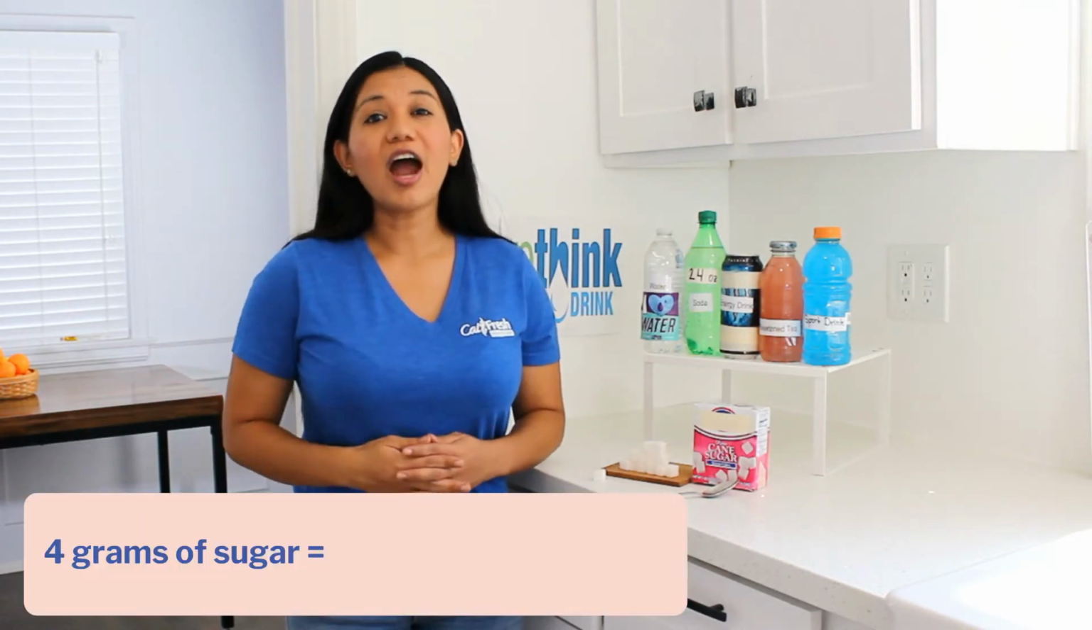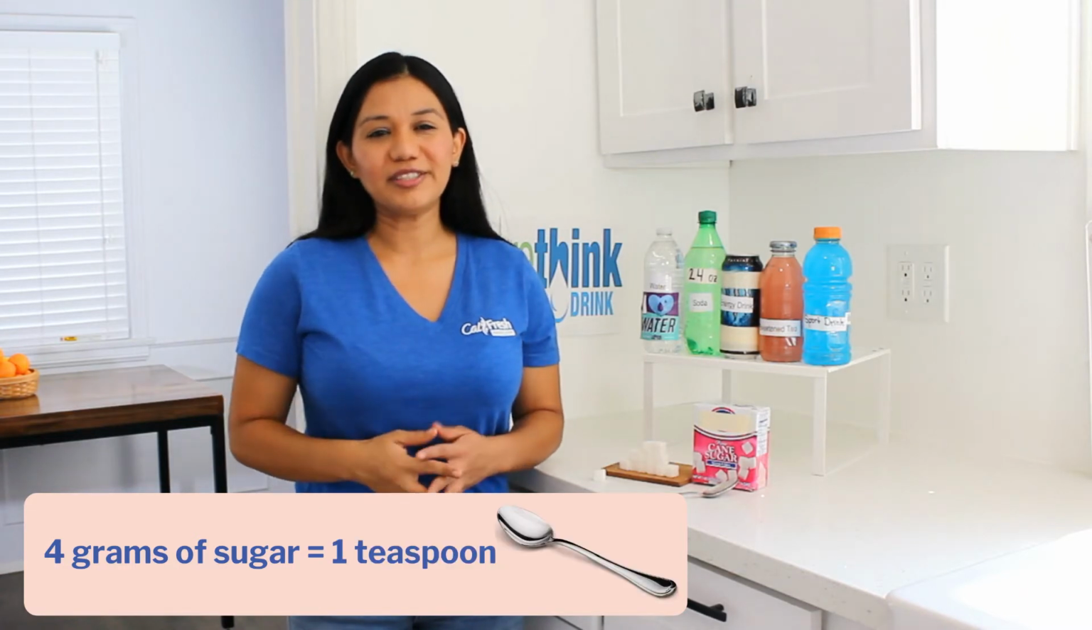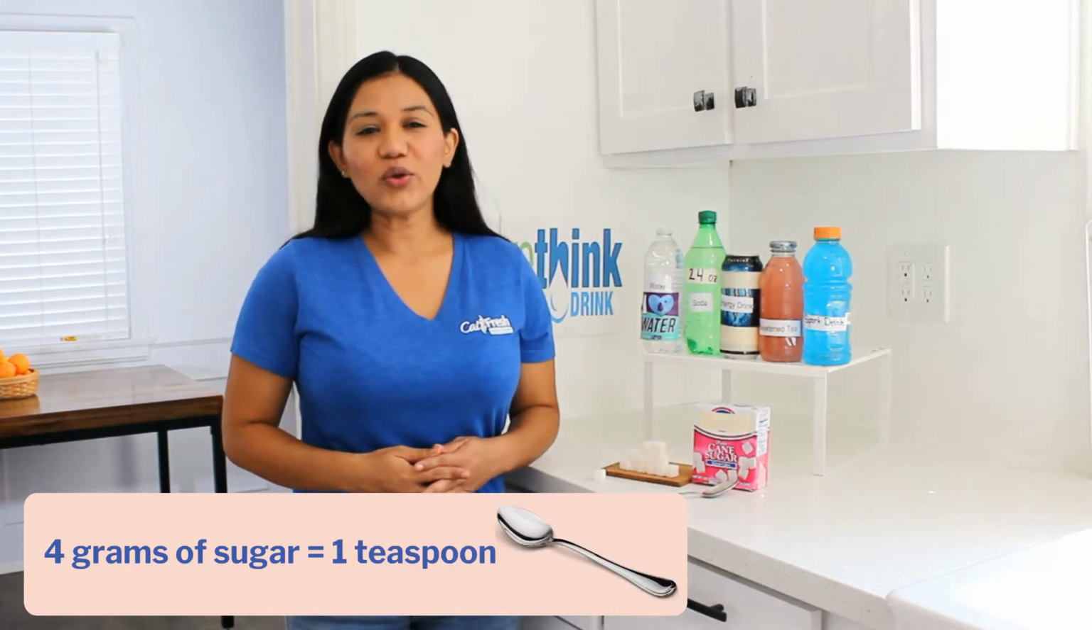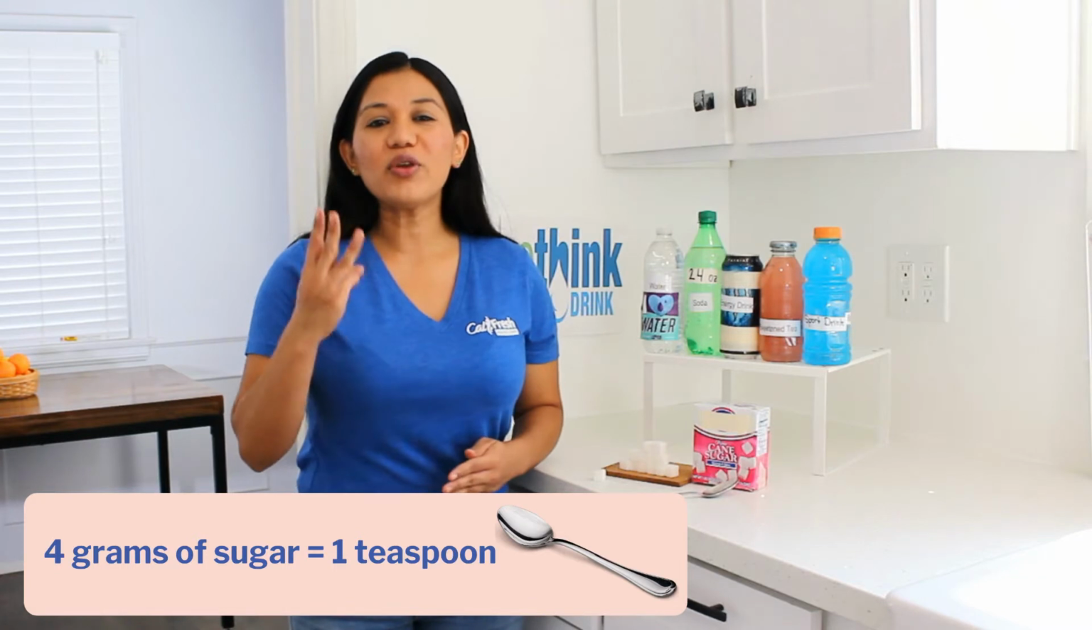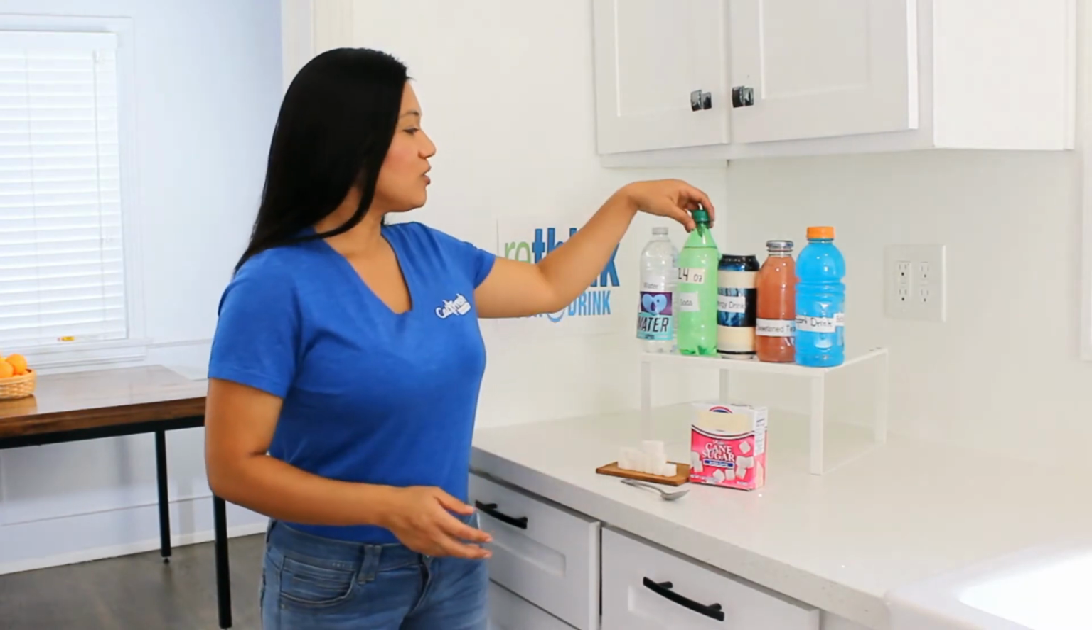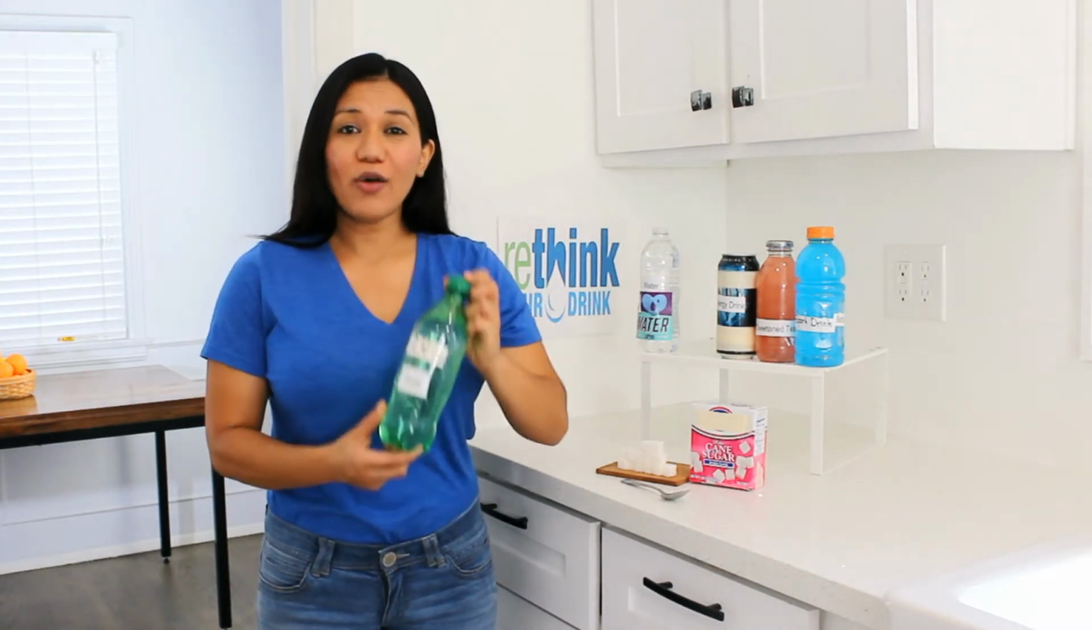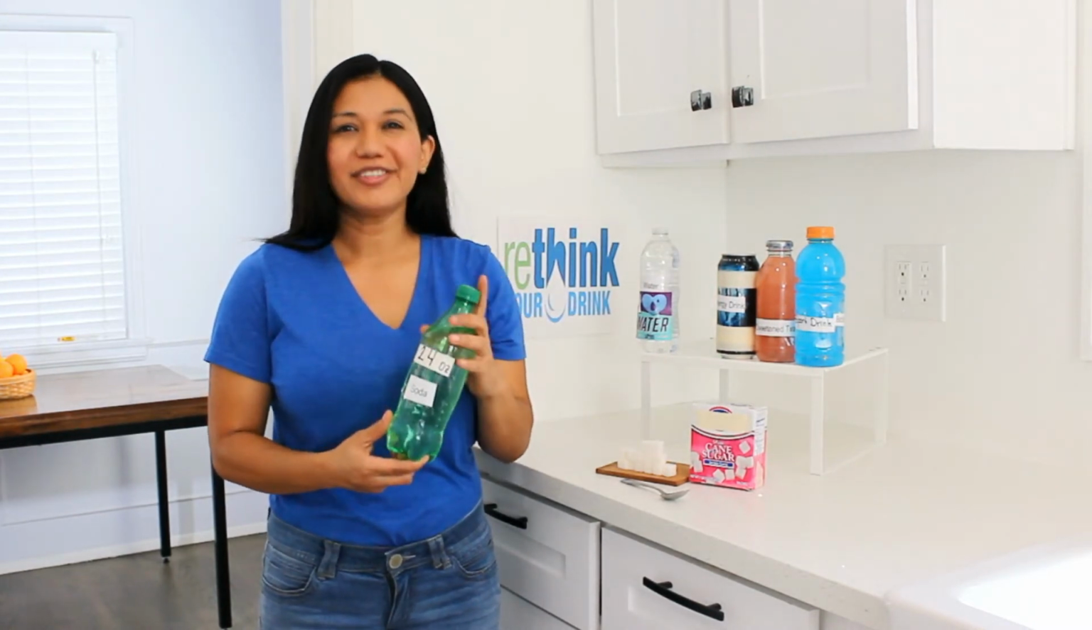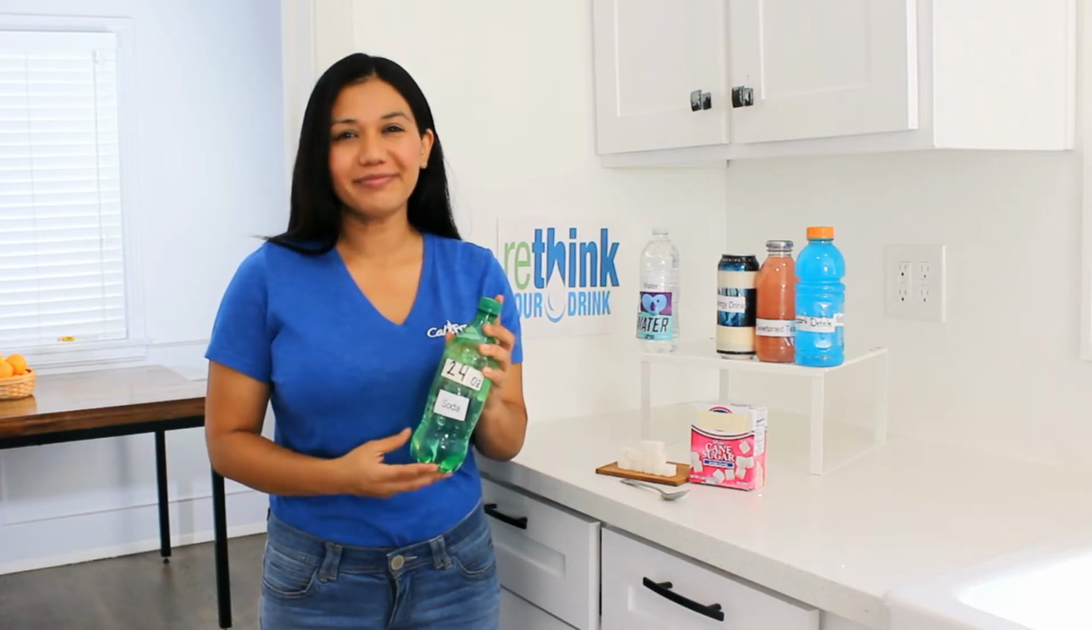The golden equation is that 4 grams of sugar are equal to 1 teaspoon. Once you know this equation, you just need to follow the 3 steps to find out how much sugar in teaspoons is in your drinks. Today, I'll be teaching you how to calculate the number of teaspoons of sugar using this 24-ounce bottle of soda. Ready? Follow me.